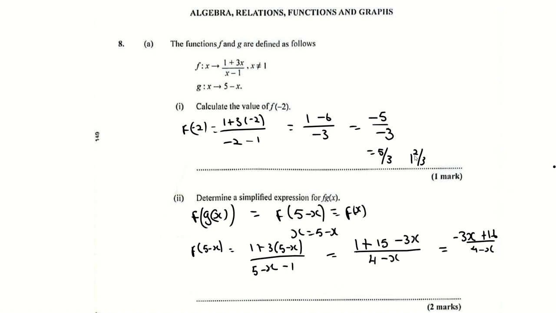So you'll get positive 5 over 3, you can leave it as this, or you'll get 1 and 2/3. Alright, let's go on to part 2. Determine a simplified expression of fg of x.